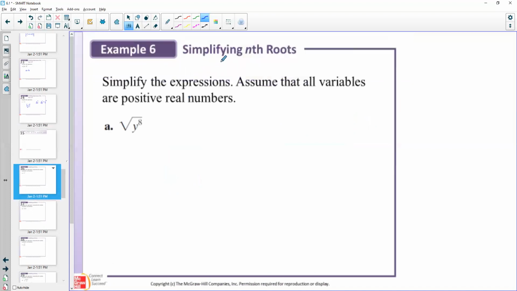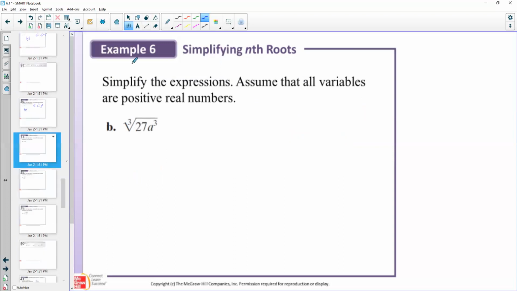All right, let's try this one. So this one, how do we think about it? It's the square root of y to the 8th. So again, I'm thinking about what times what gets me y to the 8th. Well, when we have exponents and we are multiplying, we add the exponents, right? So I know that y to the 4th times y to the 4th gets me y to the 8th. So my answer is the absolute value of y to the 4th. Okay.